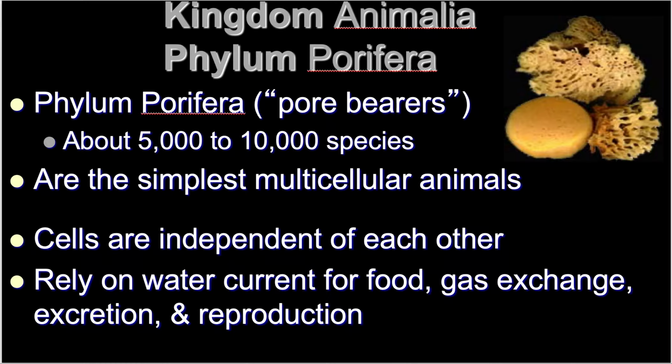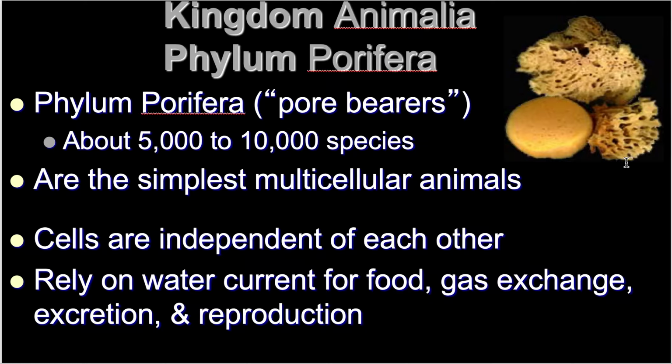It is within the kingdom Animalia, just like all the phyla we're studying. So the phylum Porifera is the sponges. Their name, Porifera, means pore bearers. They have a lot of pores or openings in them. As you can tell in this picture of these sponges, there are obviously large holes in them. There are about anywhere from 5,000 to 10,000 different species of sponges. They are the simplest multicellular animals that exist.